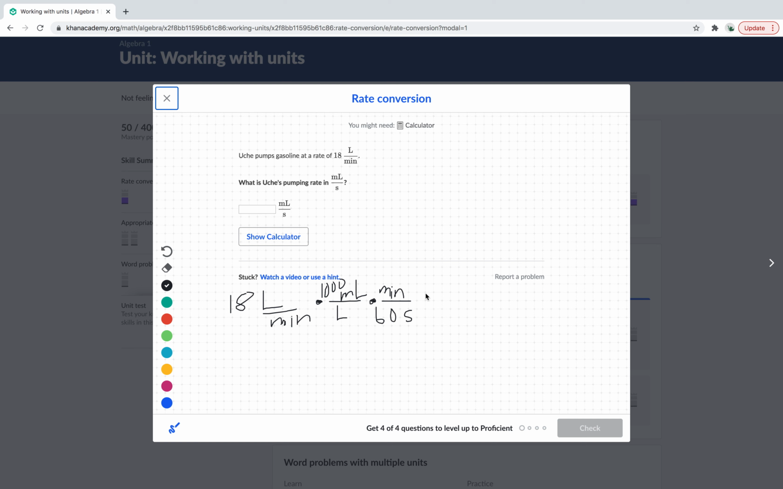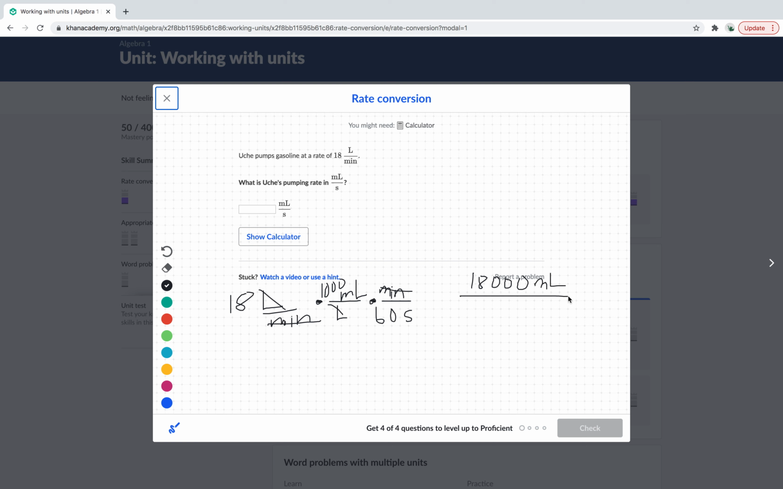Okay, this is where I explain why we need to do this. Because it is set up like this, when you multiply, you're going to cross out the L, which will make it way simpler. Next, you're going to cross out the minutes. Now we are going to multiply to make the equation. Let's simplify this. 18 times 1,000 is 18,000 milliliters.